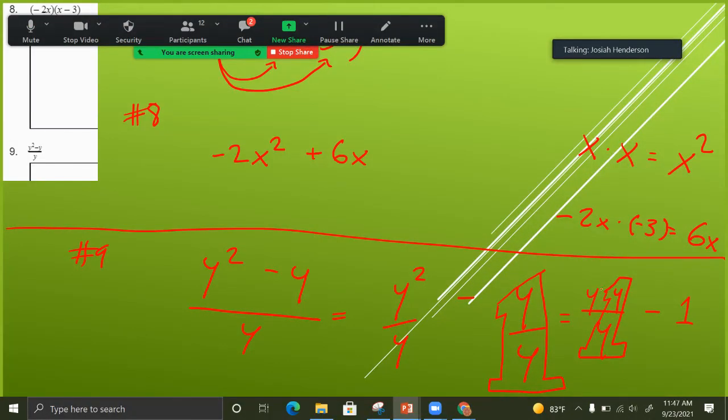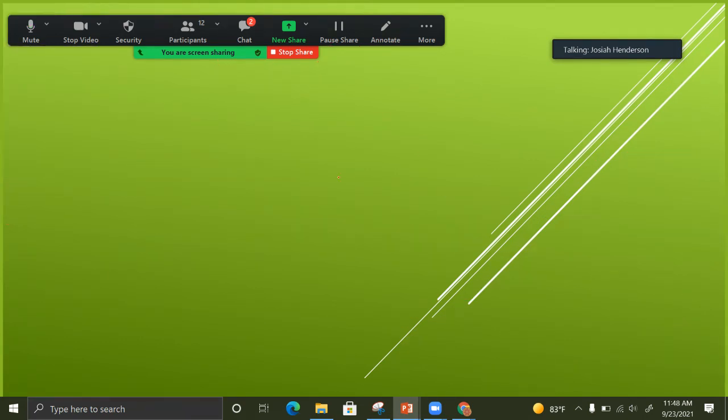So 1 times y is just itself, y. So I'm saying it a lot. This simplifies to y minus 1. Let me show that on a better screen right here. So we started like this: y squared minus y divided by y. We split it up.